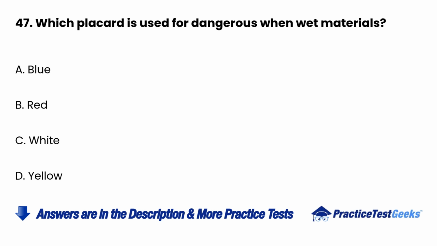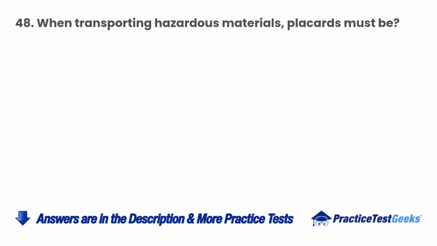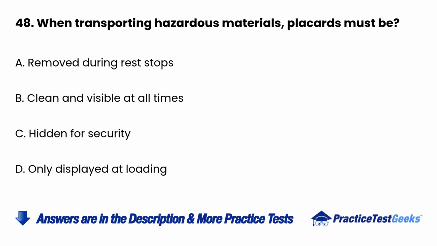47. Which placard is used for dangerous when wet materials? A. Blue. B. Red. C. White. D. Yellow. 48. When transporting hazardous materials, placards must be A. Removed during rest stops. B. Clean and visible at all times. C. Hidden for security. D. Only displayed at loading.